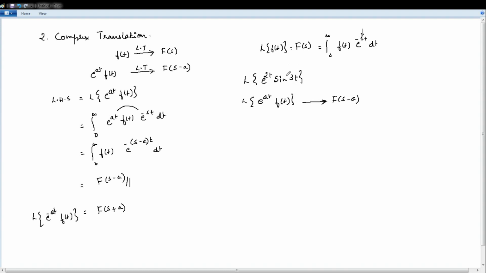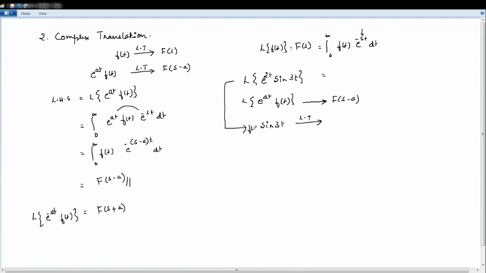What is f(t) here? It is sin 3t, and I'll be writing its Laplace transform here. Understand, this is pretty simple. The Laplace transform of e^(at) f(t) is F(s minus a), wherein F(s) is the Laplace transform of f(t), and f(t) in our case is sin 3t. So if sin 3t is my f(t), what is its Laplace transform? That is F(s).